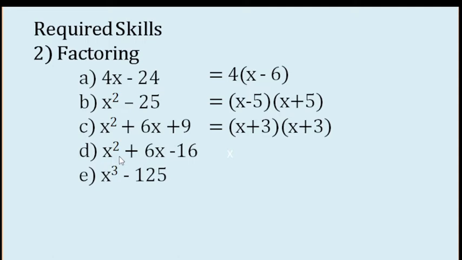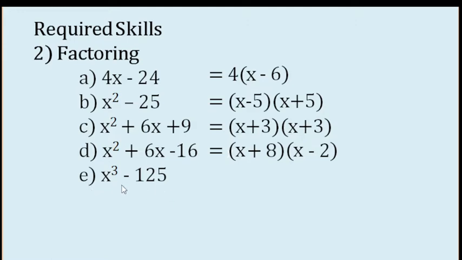Now here this is a quadratic trinomial, but it's not a perfect square. So what we will do here is factor the first term, x squared, as x and x, and then factor negative 16, two numbers such that when you add, it gives you positive 6. Factors of negative 16 such that when you add they give you 6 are positive 8 and negative 2. So these are the factors.